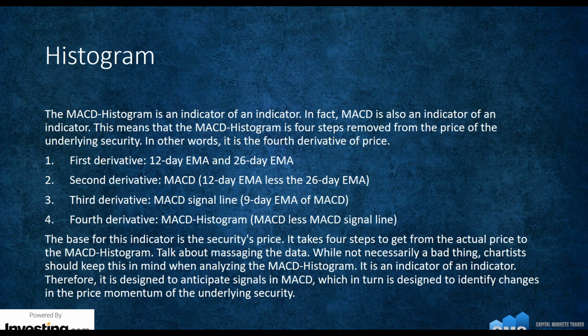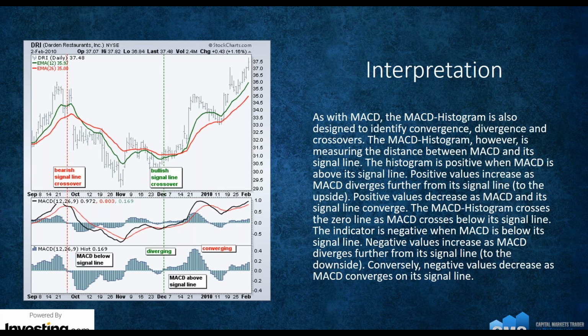The base for this indicator is always the security's price. It takes 4 steps to get to the actual price on the histogram. It is an indicator of an indicator. Therefore, it is designed to anticipate signals in MACD, which in turn is designed to identify changes in price momentum of the underlying security. So the MACD histogram is also designed to identify convergence, divergence, and crossovers. And this is what I was saying to you earlier.